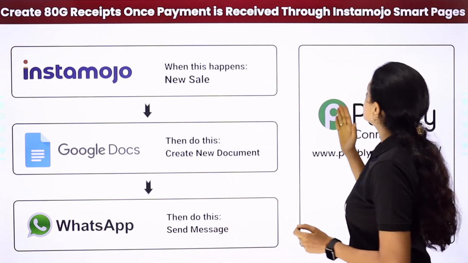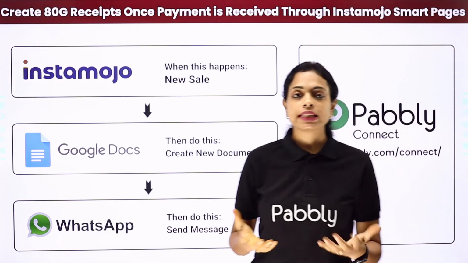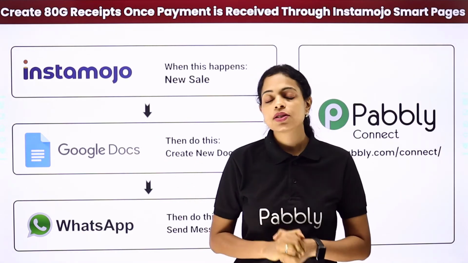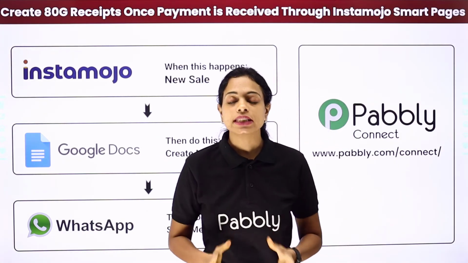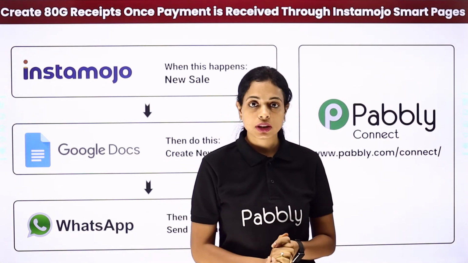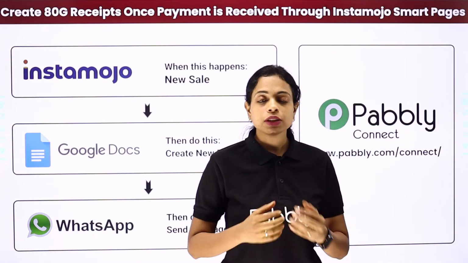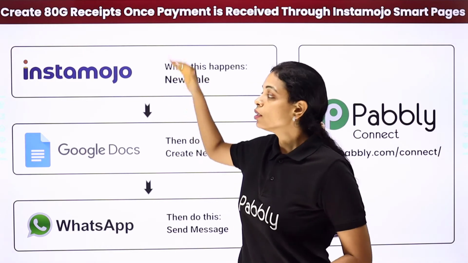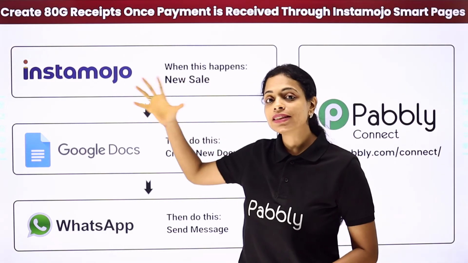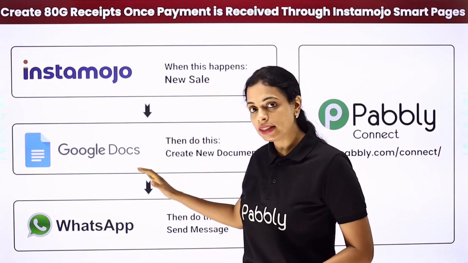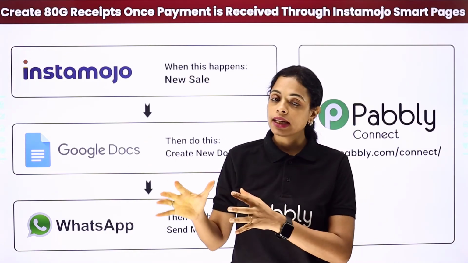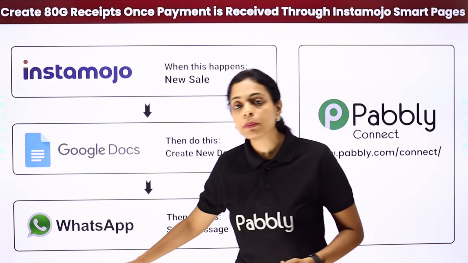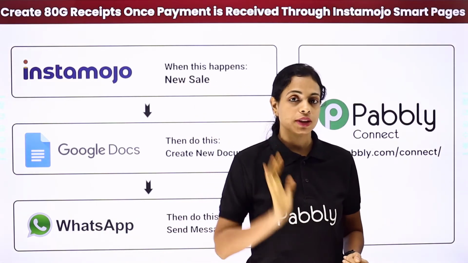And then what is Instamojo? Instamojo is a payment gateway. And we know what Google Docs and WhatsApp are. So now what is it that we need? Let's say that you are a business person. You want that every time there is a donation made on Instamojo, so the payment is made through Instamojo, automatically this document should first be created. This document is already there, but it should be created and then shared on the WhatsApp number of the person who has made the donation.